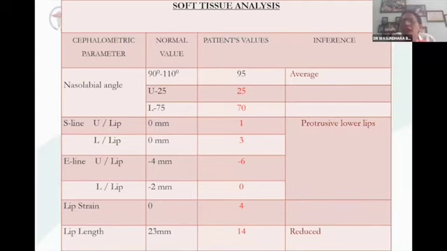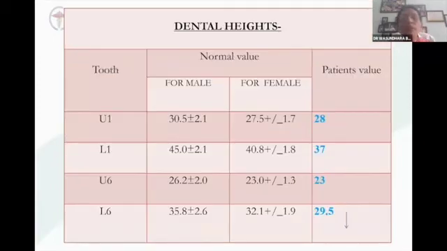If my nasolabial angle is acute, then in that case, why is it acute? Is it the upper incisor severely proclined? Will I need a second phase of extraction with a fixed appliance? That will be then our answers to the further questions.